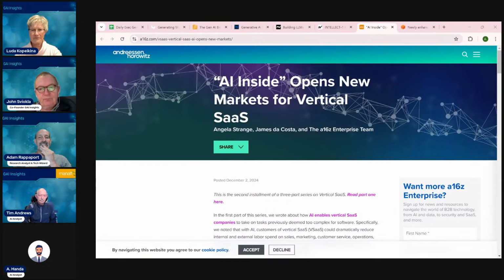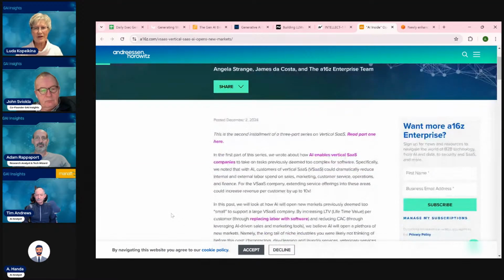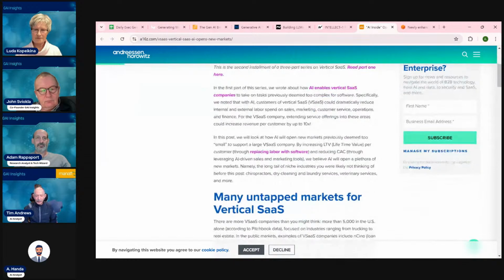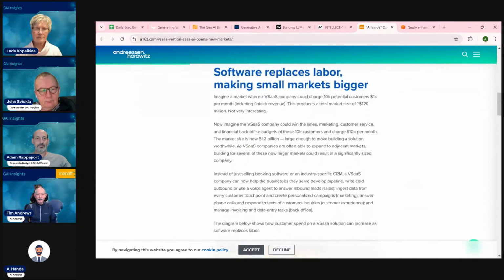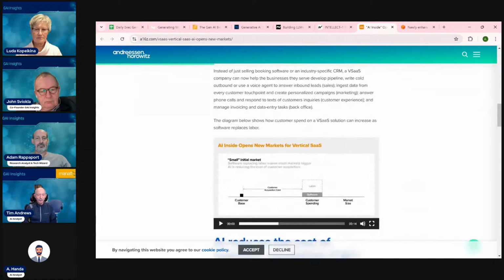So the next one comes from A16Z, and it talks about how AI opens new markets for vertical SaaS. This is, I think, article 2 of the series. And Tim, what did you think about this one? I think it's interesting but optional, unless you're really interested in starting a SaaS company for a small business.